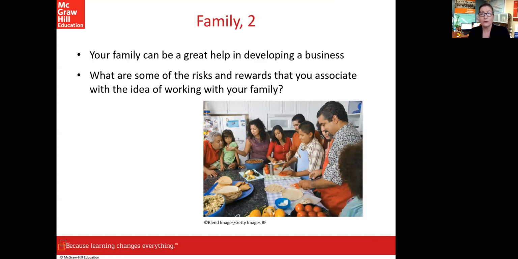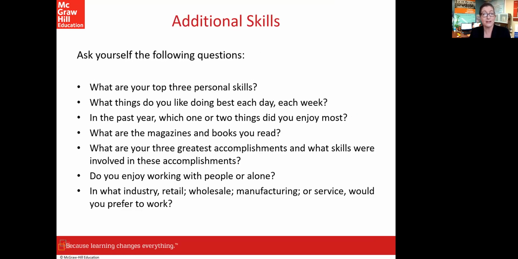So your family can actually be a great help in developing a business. The question to consider is, what are some of the risks and rewards that you associate with the idea of working with your family? And of course, relationship dynamics is something very important to consider there. Here's a few more questions.